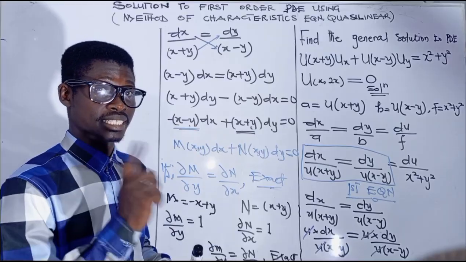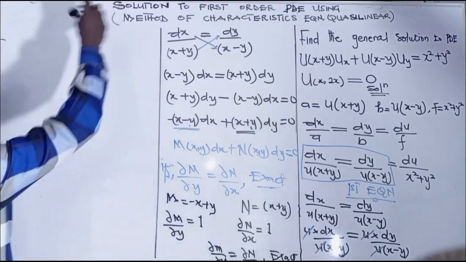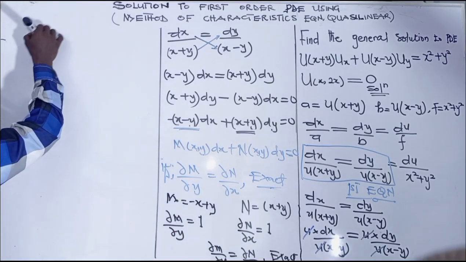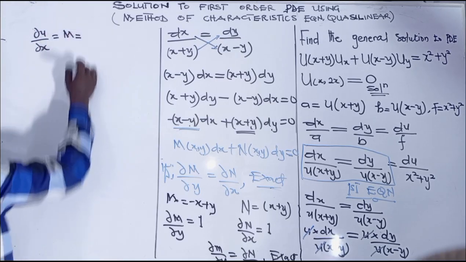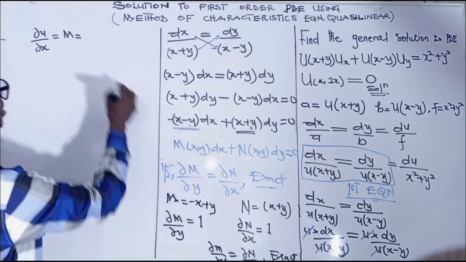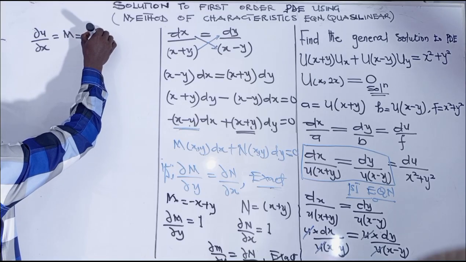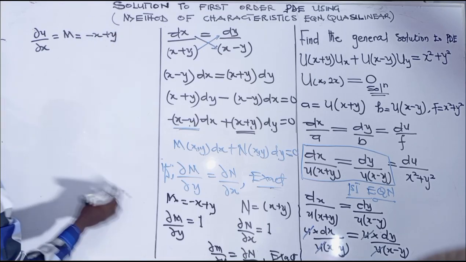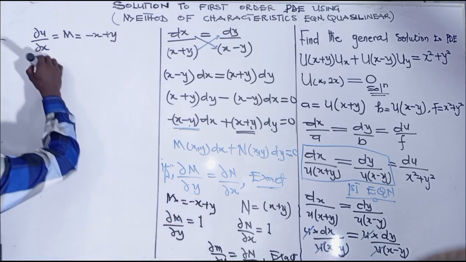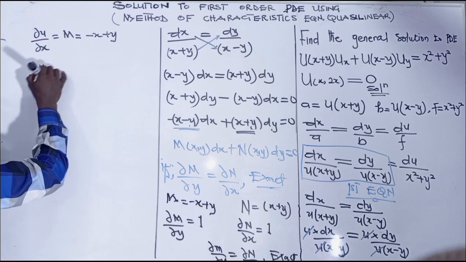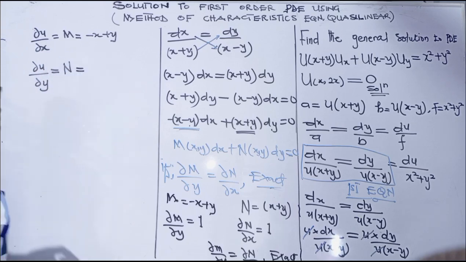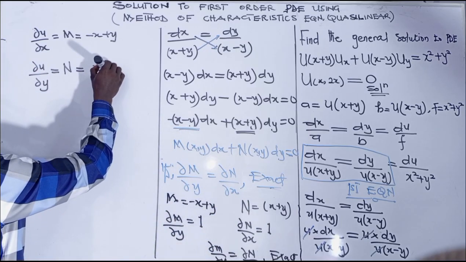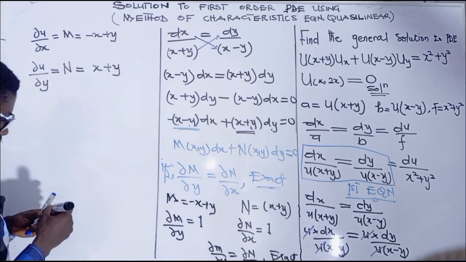Now we can all see that the equation is exact. Since the equation is exact, we can therefore see that del u del x is equal to M. And we know that M is equal to this. So we have minus x plus y, which is the same as this one. And then we can also see that del u del y is equal to N. And we know that N is equal to x plus y.